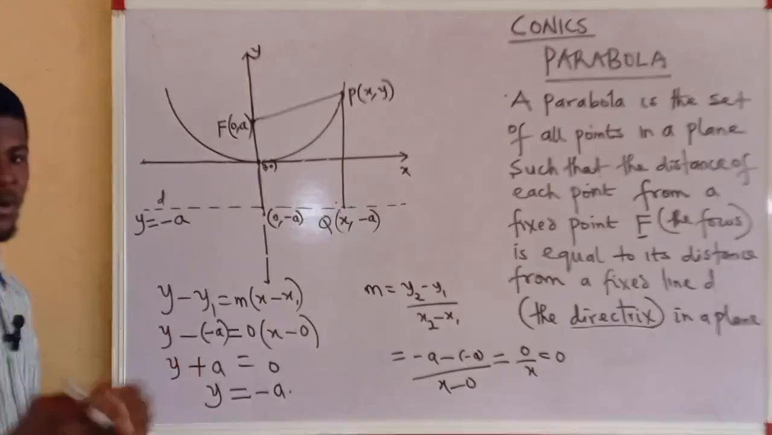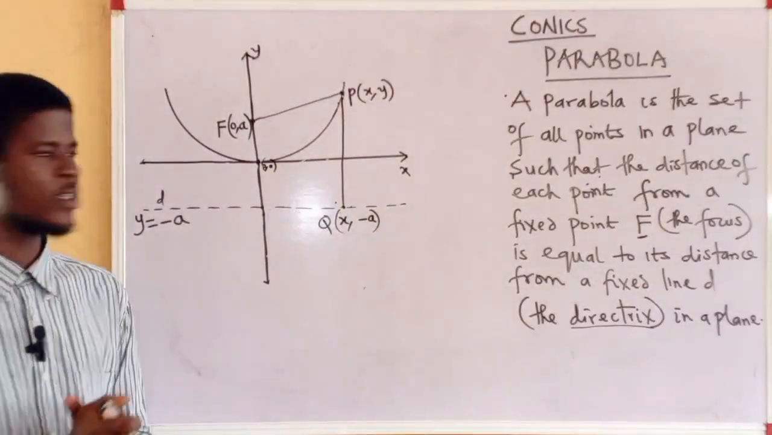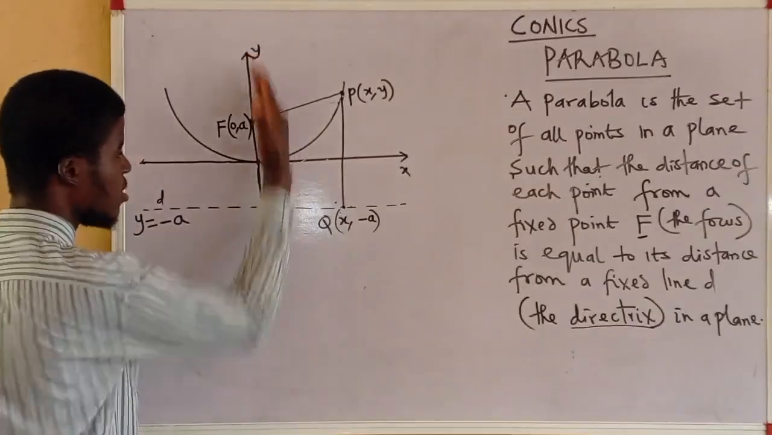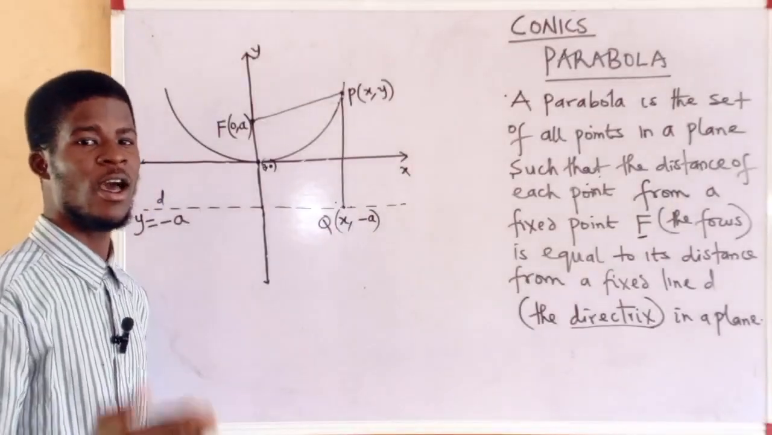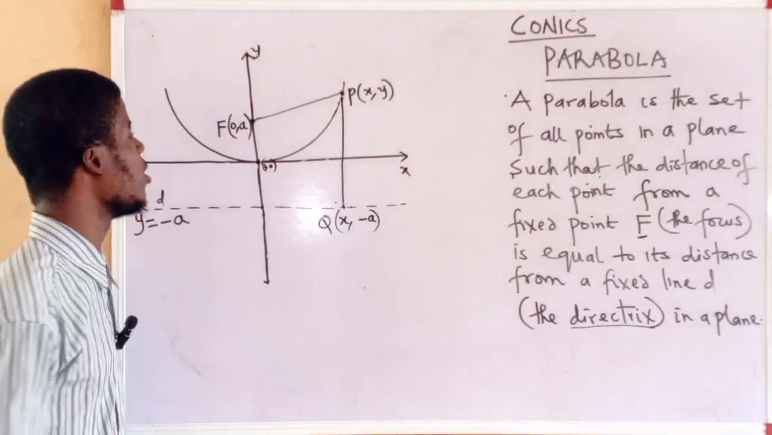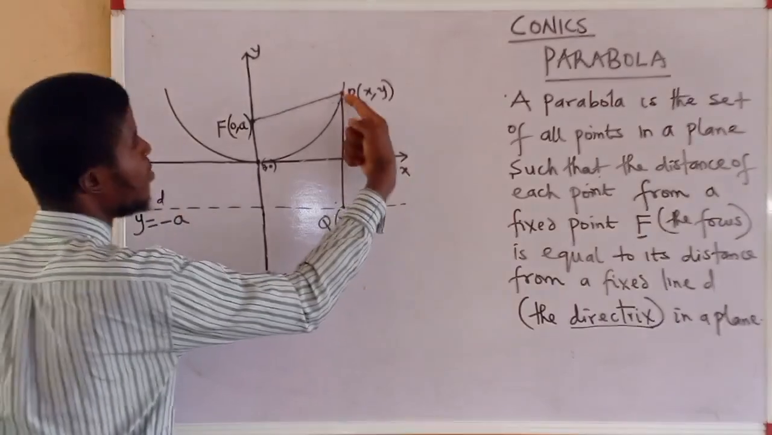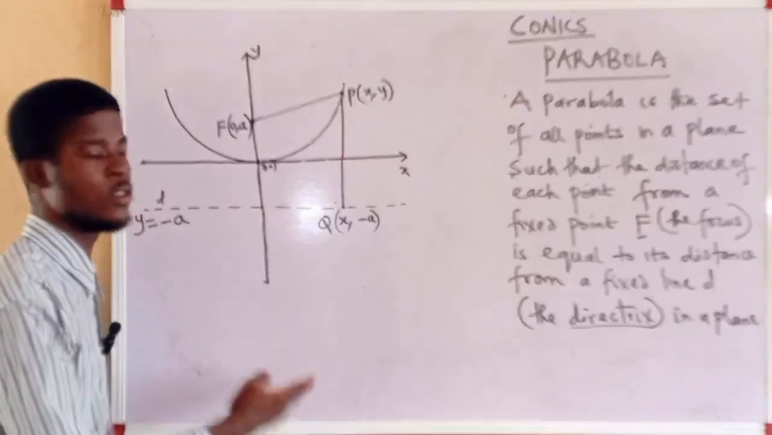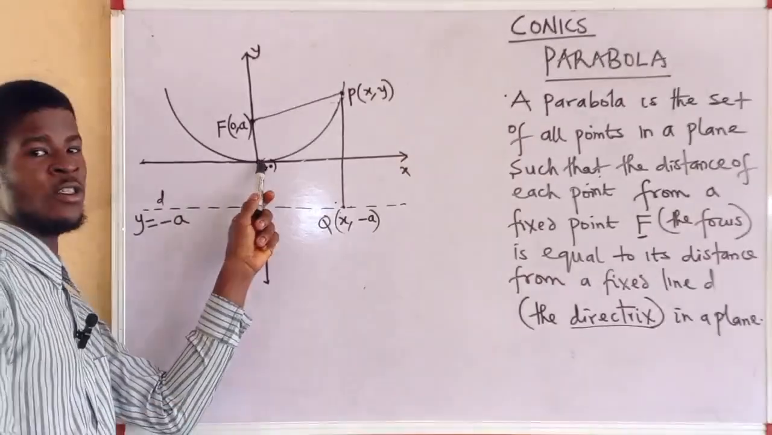Okay, just keep watching and see what is next. Now, let me say something. We are considering the y-axis, in this case, as the axis of symmetry. We said this line is the directrix, all right? This is a variable point on the parabola. This is a variable point on the directrix. This is the focus, and the vertex is at the origin.